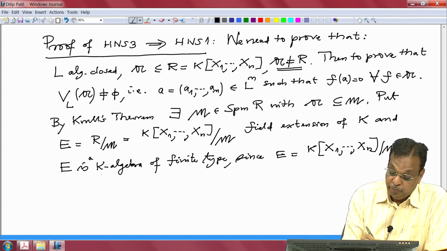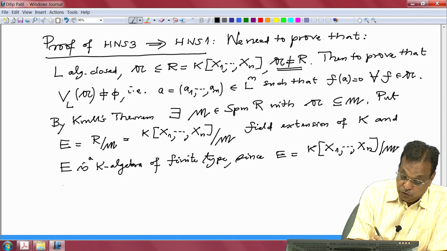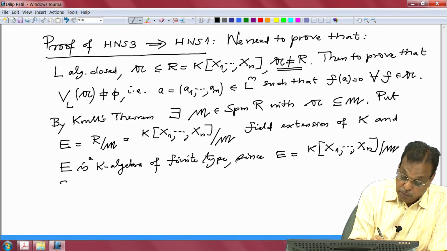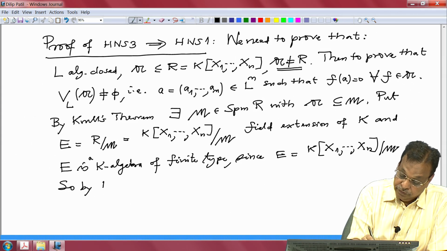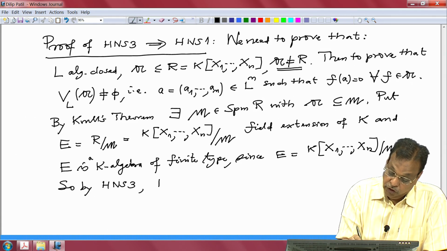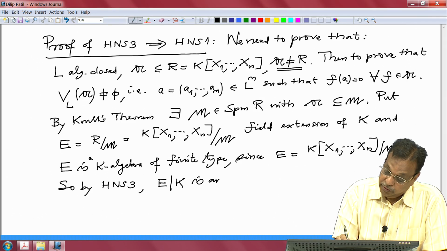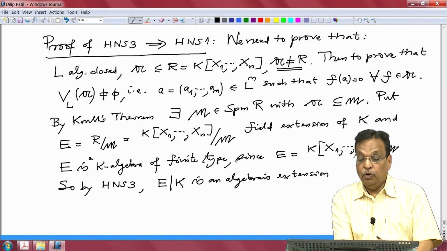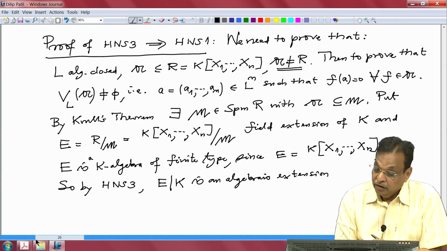So, it is a finite type K algebra, it is a field, therefore, we can use HNS3. So, by HNS3, E over K is an algebraic extension. Now I want to use one fact from the field theory.